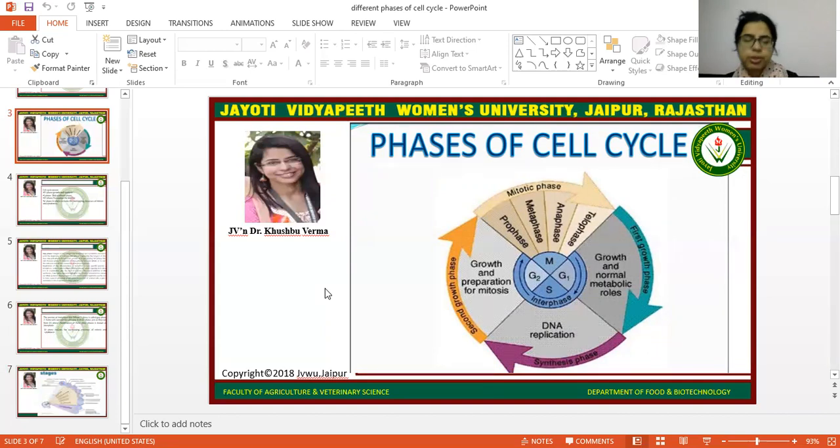And after the completion of one cell cycle, one mother cell creates two daughter cells. So this is the mitosis process. Now we are going to discuss the cell cycle checkpoints, meaning whether the cell cycle is working properly or not, if there is any error.